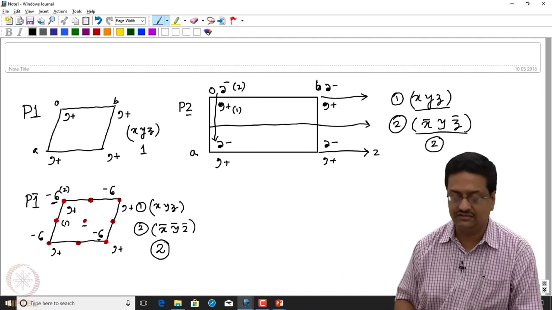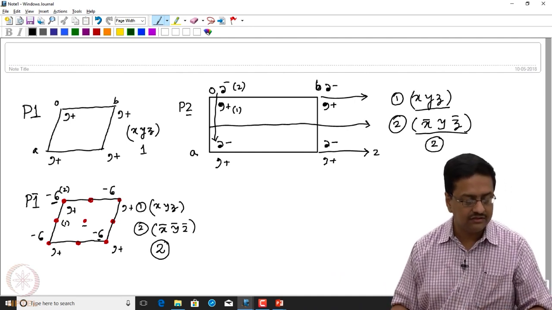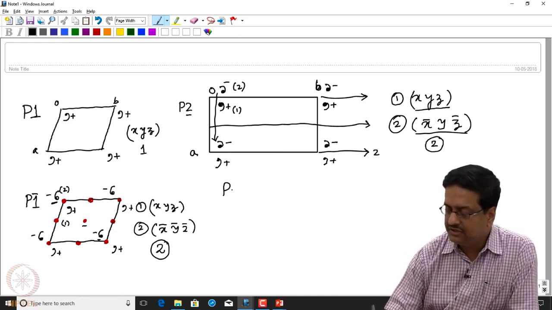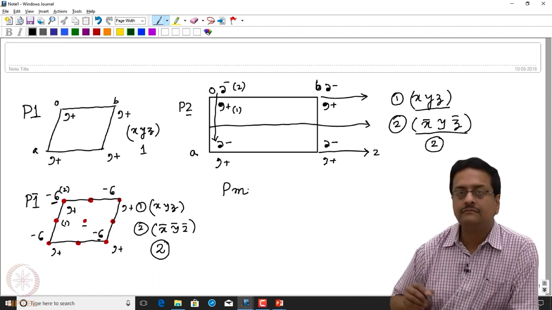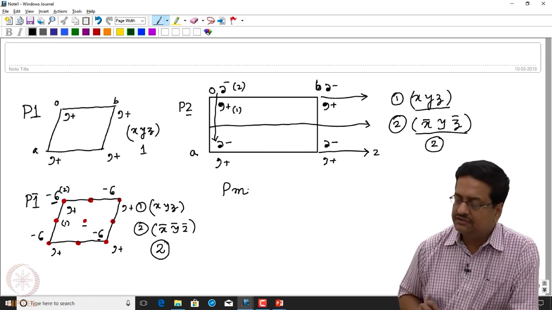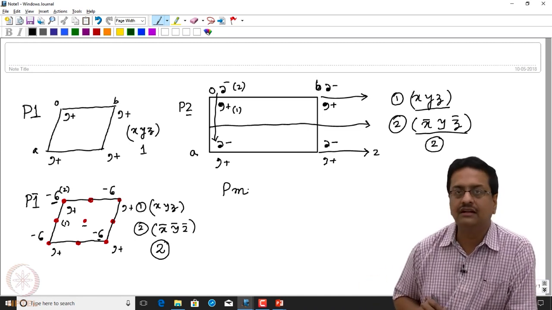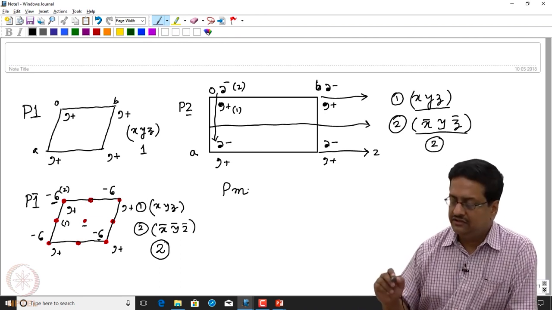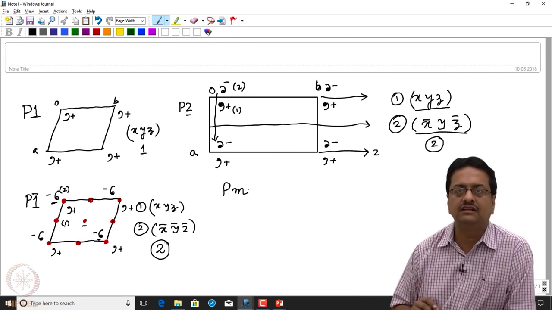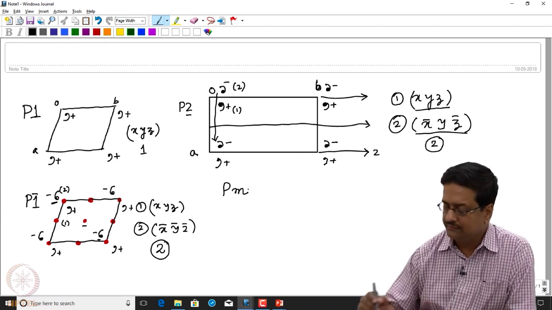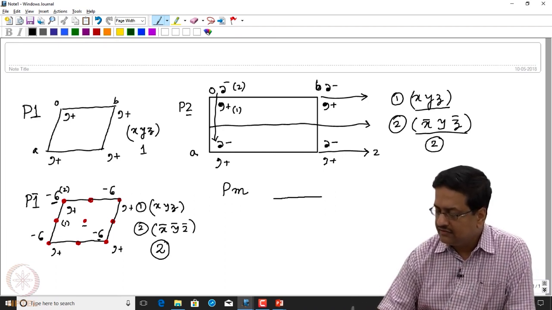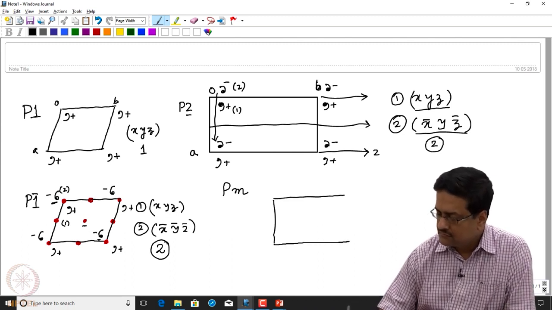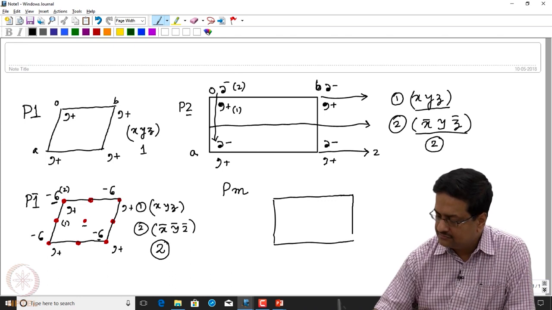related by inversion symmetry. The next space group that we would like to draw is PM. P again means primitive and M is a mirror, and since it is a monoclinic space group, this mirror is by convention perpendicular to the twofold. So once again I will draw a rectangular lattice.